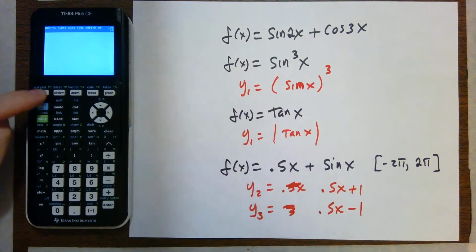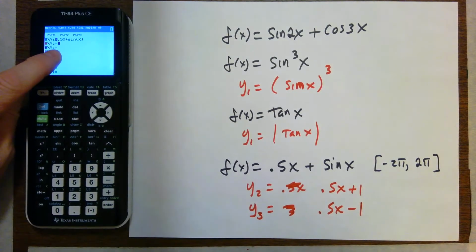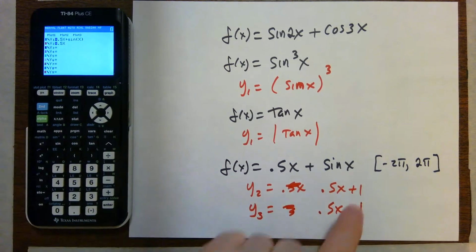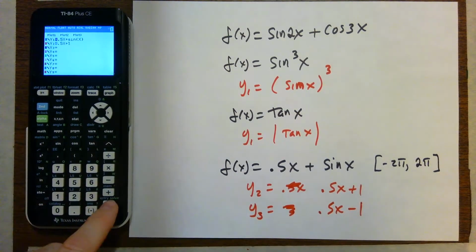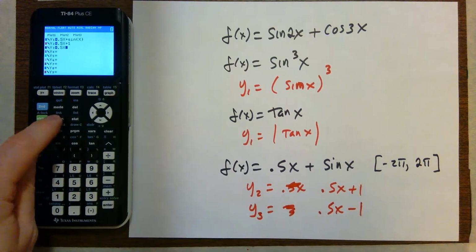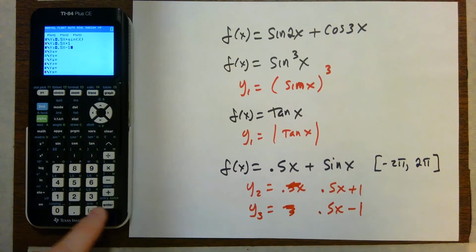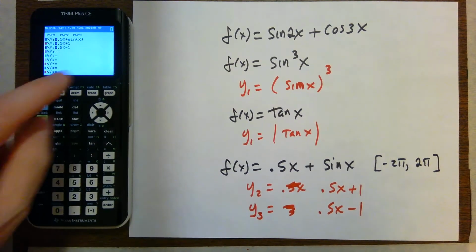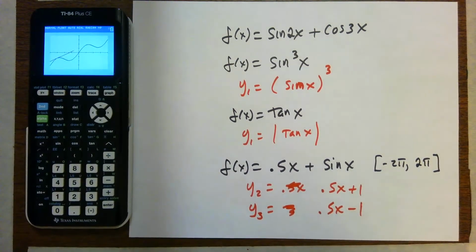All right, so let's go to our y equals. Down here in y2, I want to put in 0.5x plus 1. And in y3, I want to put 0.5x minus 1. And I want to graph. Those are both lines, right? They have slopes of 1/2, y-intercepts of 1 and negative 1. And I want to graph those two lines.